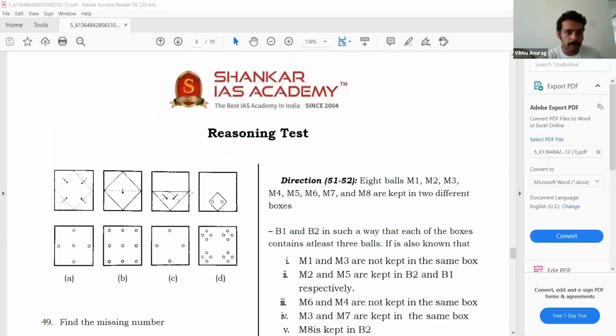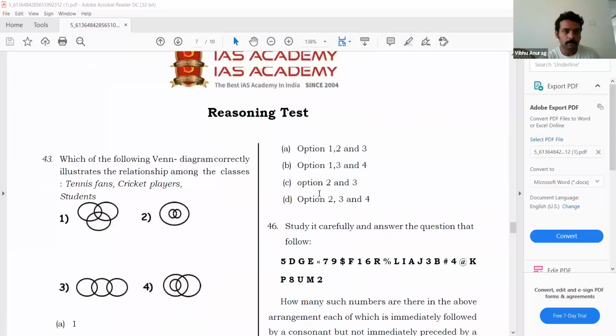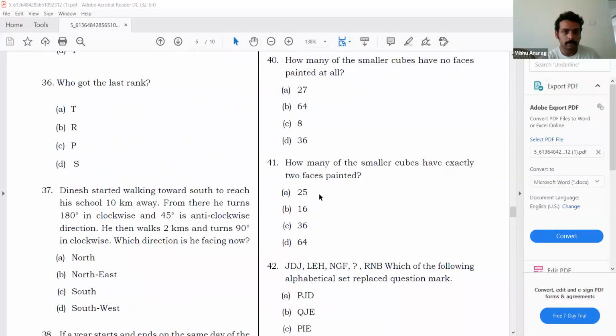What is one? I told D. Let me check. No, I said C, 36. 41, I said C, 36. 12 into n minus 2.